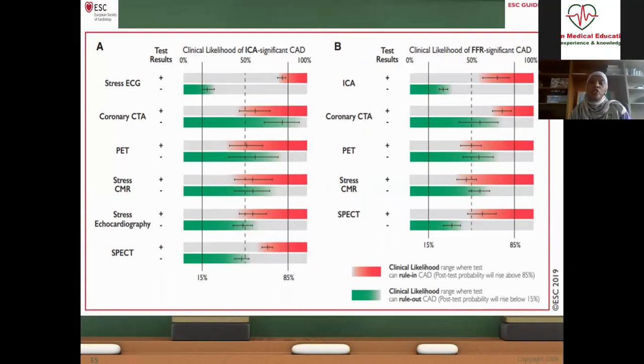Next. This slide shows the clinical likelihood of coronary artery disease, which test you could choose, and which test would give you the rule in, rule out. As we mentioned from the previous slide, the stress ECG is not a test now recommended for rule in, rule out, but the functional testing, like stress cardiac MR, stress echo, SPECT or PET, and coronary cardiac CT, coronary angiography, and we know that there is even a tool to assess the FFR by cardiac CT. Those tests are more likely to give you an answer for the likelihood of those patients having significant coronary artery disease. So if they are positive, probably those patients have coronary artery disease. Next.